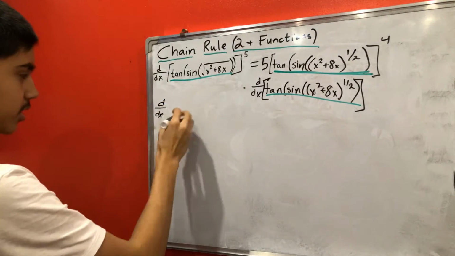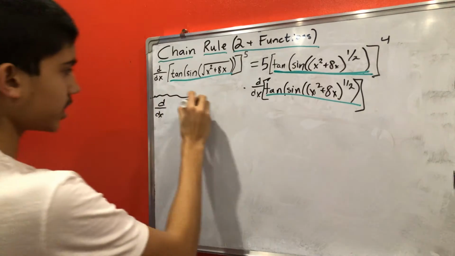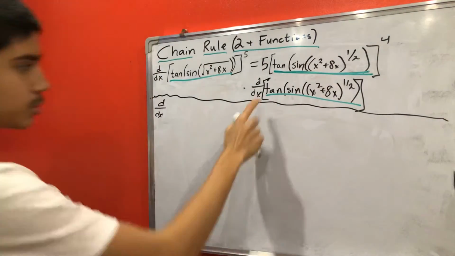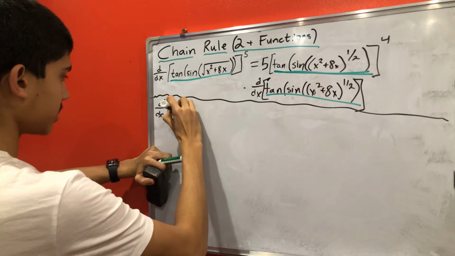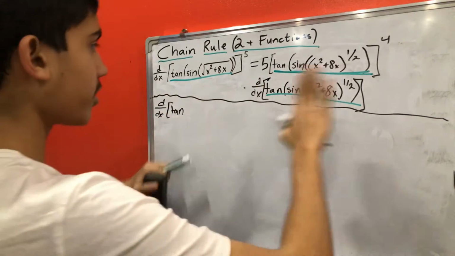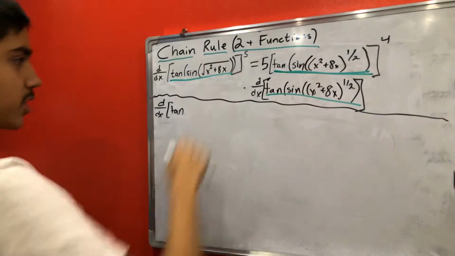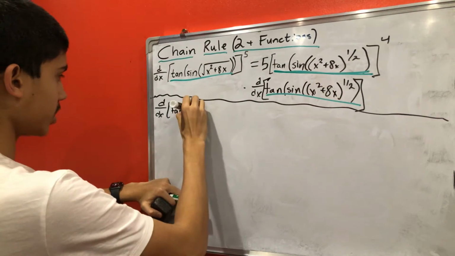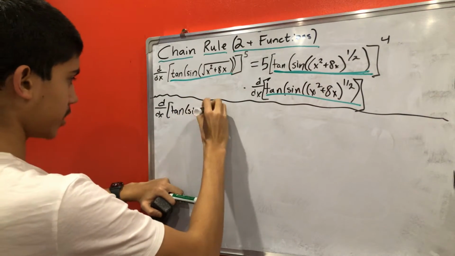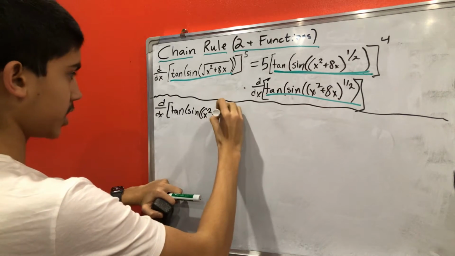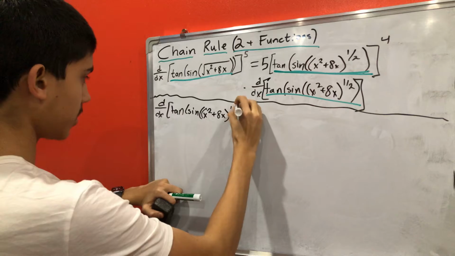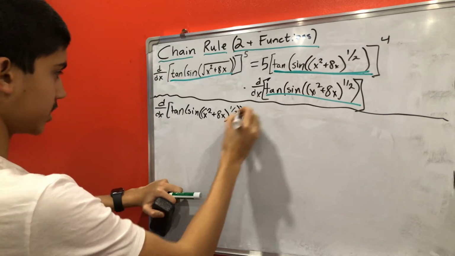So derivative, so let's just make a squiggly line. Okay, so we're going to take the derivative of this guy. So derivative of tan, and this time we got rid of our fifth exponent. Okay, so let's see what we're going to do here. So sine x squared, well, it's double parentheses because it's x squared plus 8x to the 1/2 power, and then double parentheses, and then bracket.